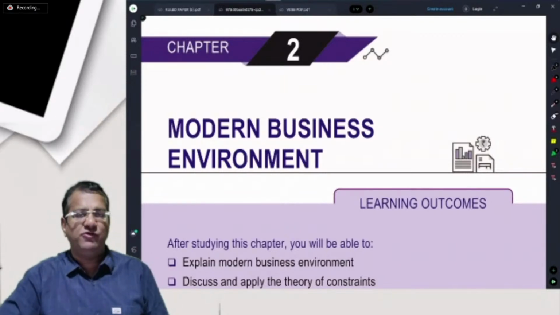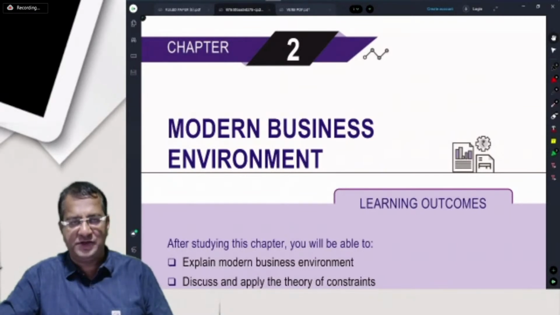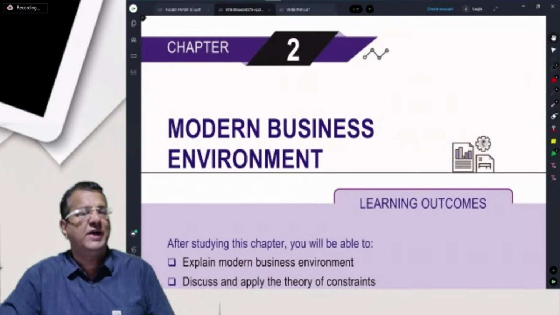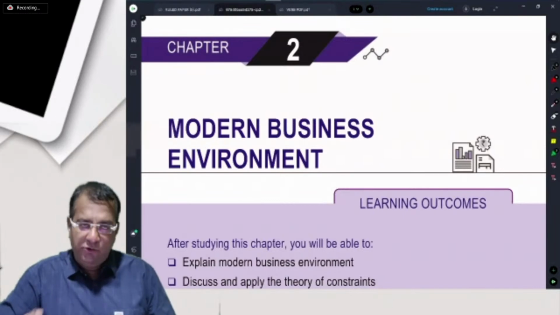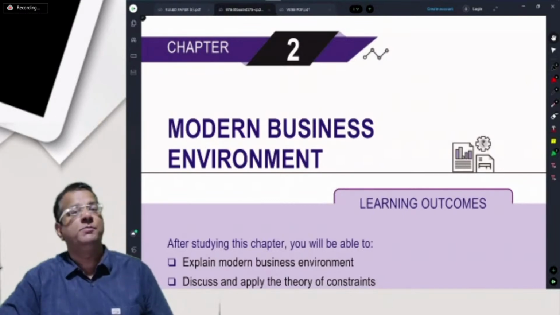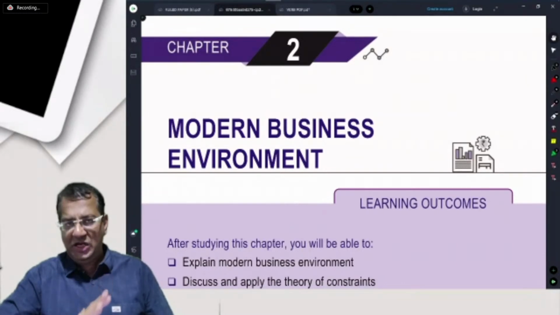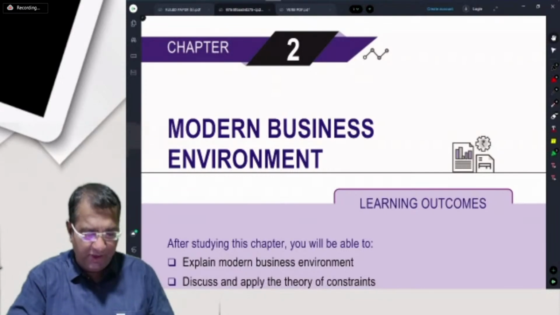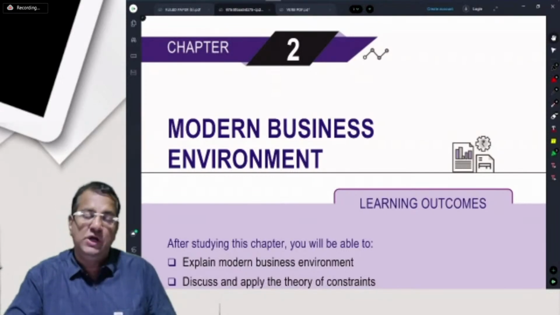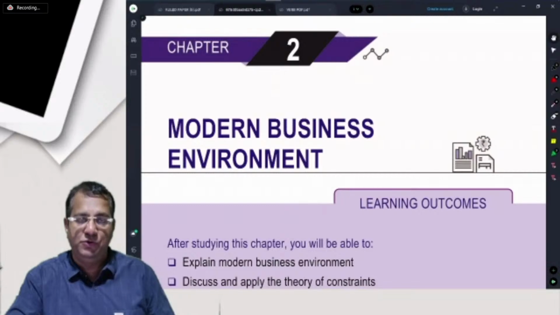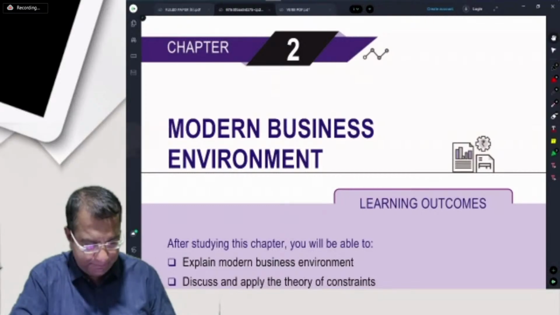I think one topic is left from chapter number 1, that is the value shop model. We will definitely complete it in today's lecture or the next lecture, whenever we get 5 to 10 minutes of time. But before starting chapter number 2, if you have any query related to chapter number 1, you can ask me. I'm waiting for your query. Otherwise, we will proceed towards new concepts in chapter number 2.